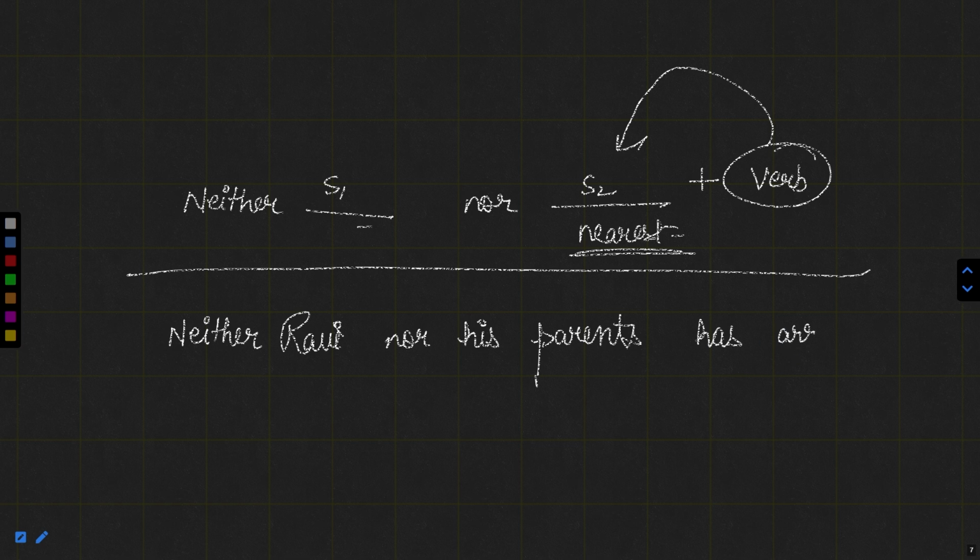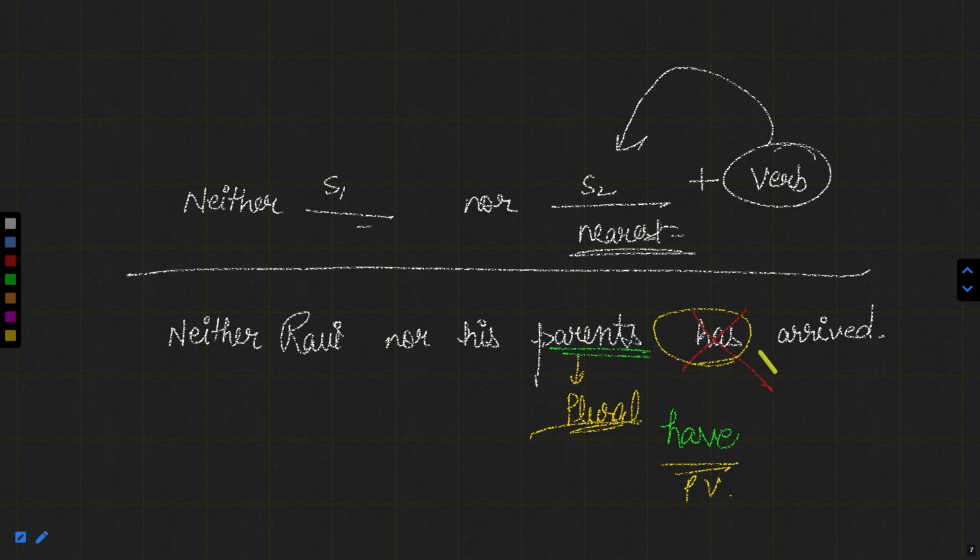Now, do you think that this sentence is correct? No, not at all. The sentence is incorrect. Why so? We cannot use has. Instead, we should use have. Why so? Because the nearest subject, parents, is plural. And if the subject is plural, we have to use the plural form of the verb. That is why this has is incorrect, which should be replaced with the word have. And the correct sentence will be: neither Ravi nor his parents have arrived.